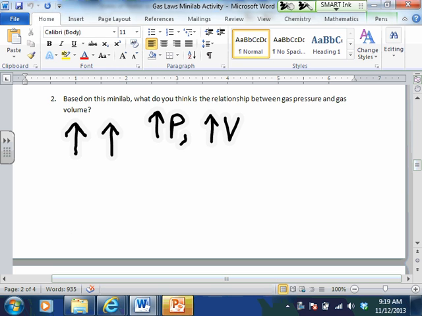Okay, so let's think about it. I'm increasing the pressure on this gas by squeezing the tube, right? And you can actually see this. Did you guys notice this yesterday, that you can watch the air level changing when you squeeze it? So I am increasing the pressure on the gas. What happens to the volume when I increase the pressure on the gas? What happens to the volume of the gas? So remember, volume is the amount of space it takes up, right?